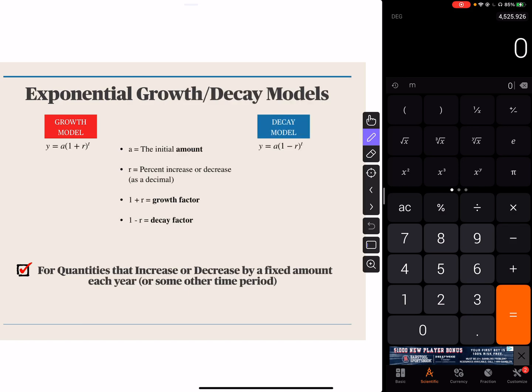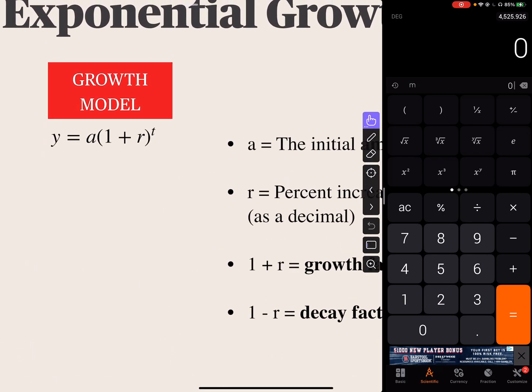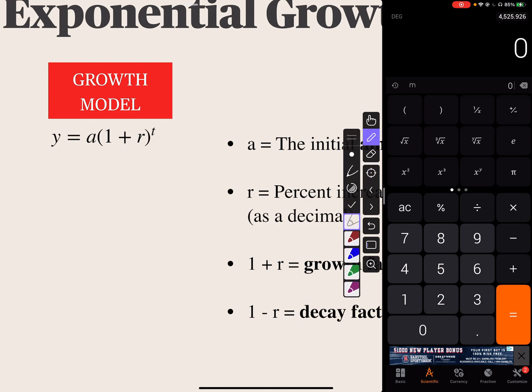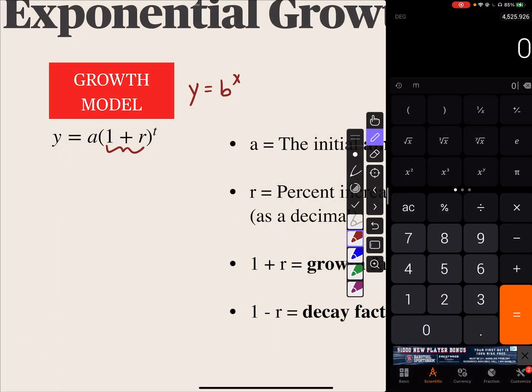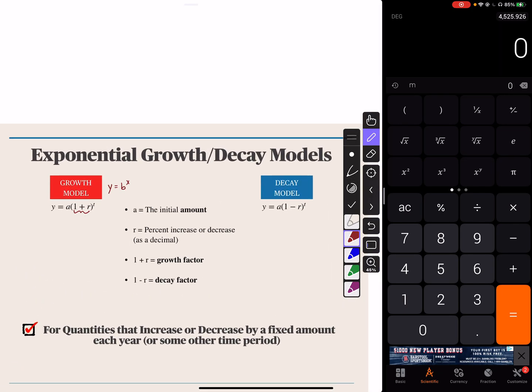So here are the exponential growth and decay models as they're sometimes used in real life. Note some things about this. This is still very much like that form, y equals b to the x, except our b is going to be this 1 plus r. This is for adding a certain percent annually to a given amount. I've got that stated right here.